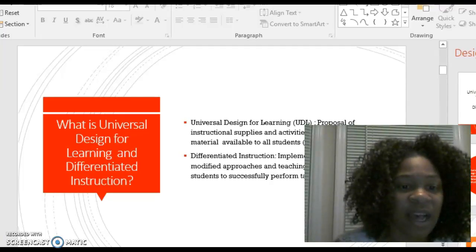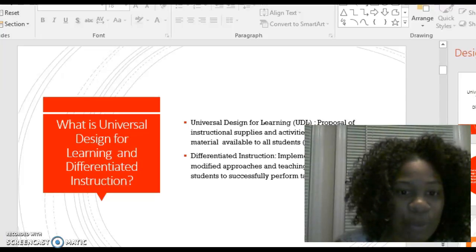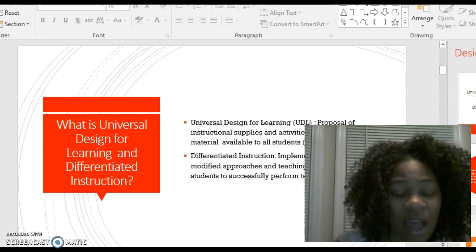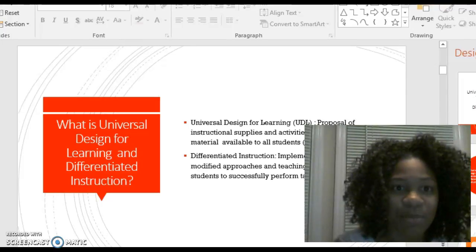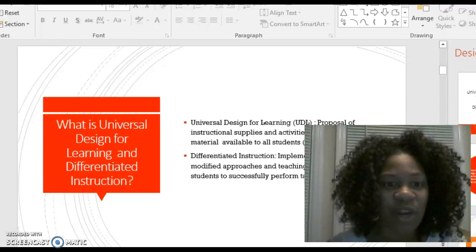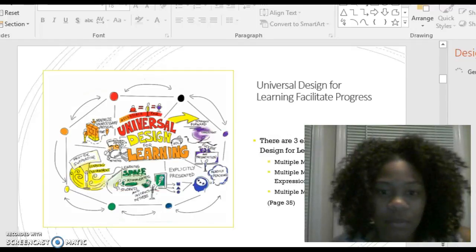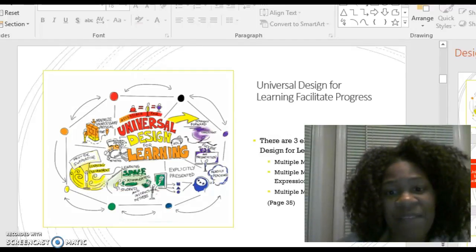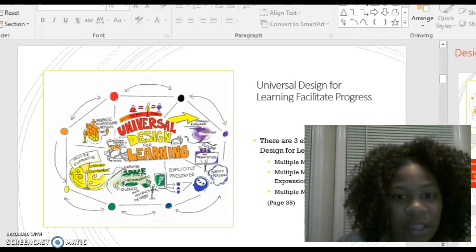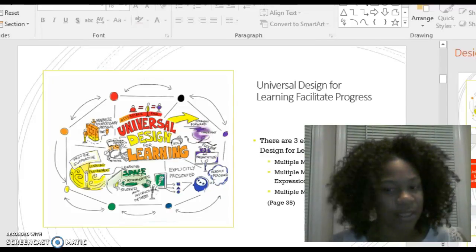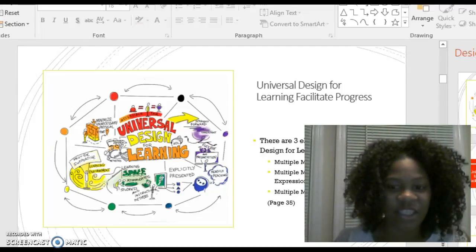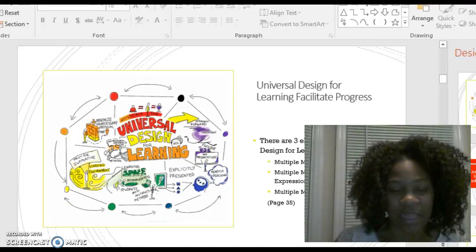So what is universal design for learning and differentiated instruction? So I have listed the definitions, and I'll be discussing those two subjects today. Both techniques provide students with the ability to make tasks and assignments achievable despite their disability, their skill level, or their language. They focus on adding to our students' strengths and building on more challenging assignments. So, universal design for learning facilitates progress. This is a main topic throughout the discussion of our text when talking about UDL.